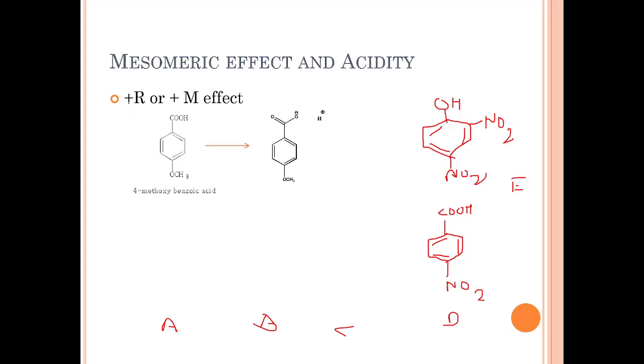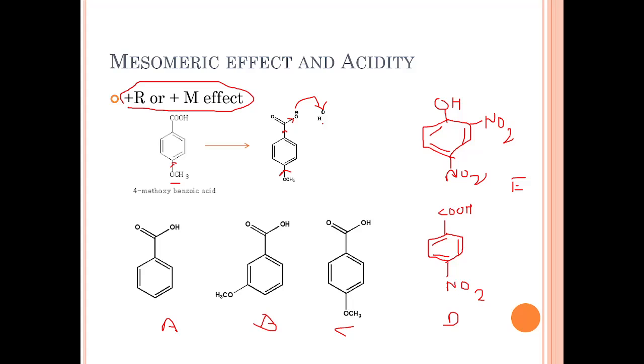So this is a plus R or plus M effect. So best example over here, para-methoxybenzoic acid. So this methoxy group is going to exert the plus M effect. So what will this plus M effect do? It will destabilize our conjugate base because this is a negative charge and again this is providing electron density. So our conjugate base is destabilized and hence it will recombine with your H plus and the availability of H plus in the solution will be very less and the compound is ultimately going to be the less acidic compound.